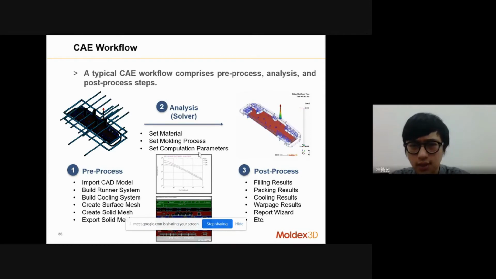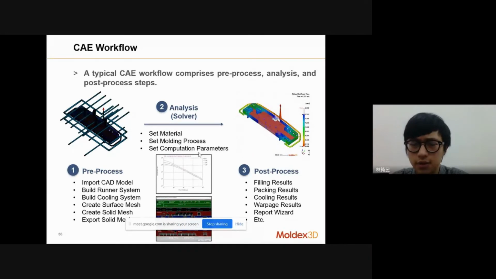After analysis, the last step is the post process. Like I mentioned, in the manufacturing process there are FPCW, which are filling, packing, cooling, and warpage. The filling, we can review it again. We have to melt our plastic pellets in our screw, then move forward to inject the melted plastic into our runner and cavity. So this is basically the filling stage.